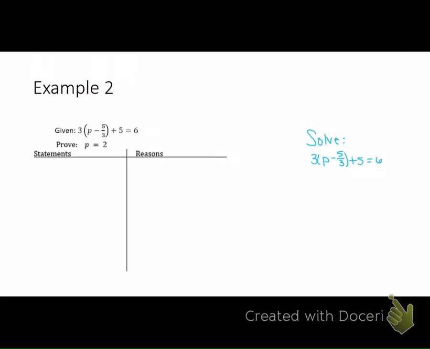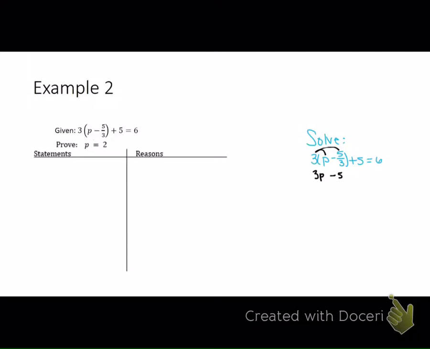Okay, so the first thing I do here is distribute this 3 in. So that's 3p. Who can tell me what 3 times negative 5/3 is? Mike? It's negative 5. Put it in your calculator if you don't agree with me and see if you get the same thing, because you should get negative 5.